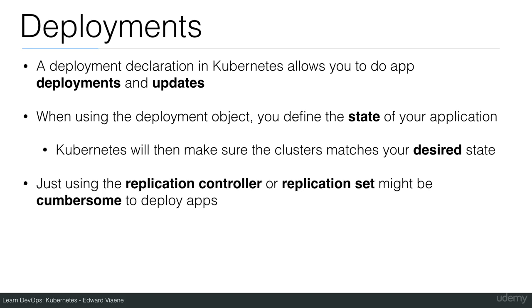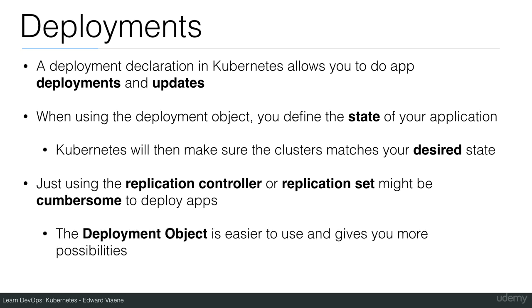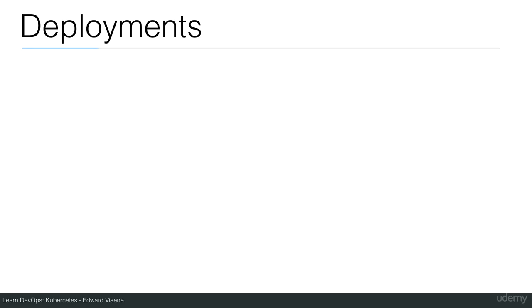That's why just using the replication controller that we saw earlier or the replica set might be cumbersome to deploy apps. So those two things might not be fit to deploy your apps. It would just be too much manual work to then do updates and rollbacks and so on. The deployment object is much easier to use and gives you more possibilities. So what are those possibilities?